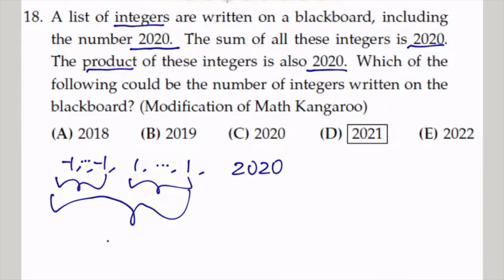So it should be 4k and then plus 1, right? So this one comes from 2020. So altogether, we should have 4k plus 1. If you look at A, B, C, D, D is the only choice. D is the only number that can be written as 4k plus 1, or if you subtract 1, D is the only one that is divisible by 4 after subtracting 1.